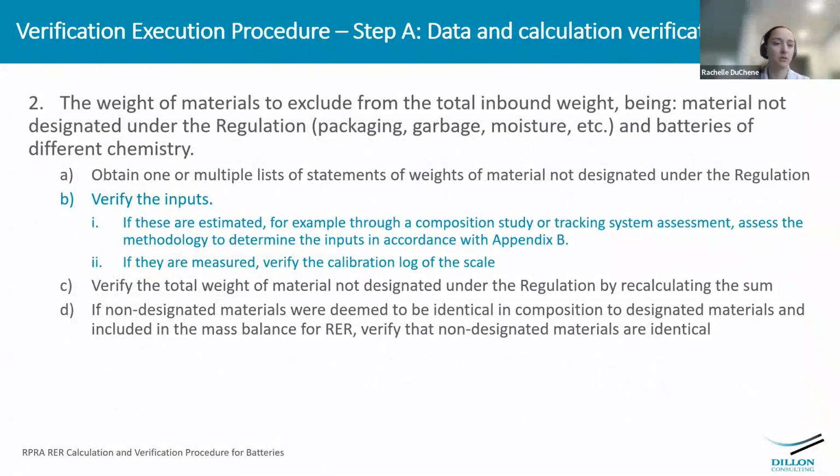So for point 2, those materials that you're excluding also includes batteries of a different chemistry. These 4 subpoints, so A through D, are similar for a few of the points we discussed in the previous slide, but the one we want to verify or highlight here is verifying your inputs. So if there's any inputs for the materials you're excluding that are estimated through some sort of composition study, the verifier is just to assess that methodology in accordance with Appendix B, which we're going to talk about later. But if you're measuring those amounts, just to verify the calibration log of the scale.